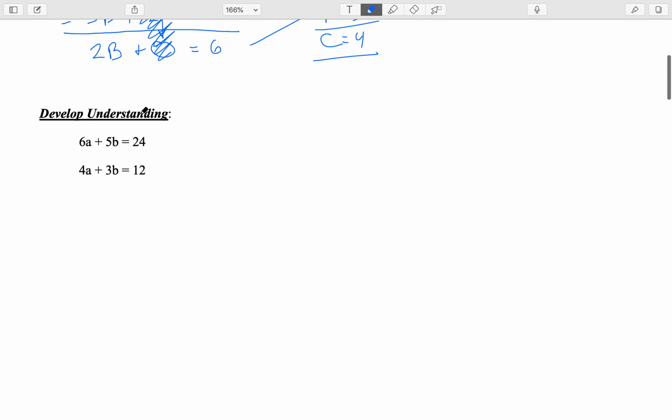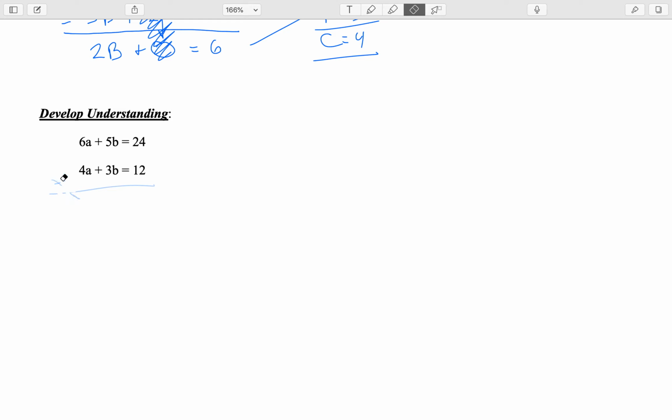Okay. Well, it doesn't work that easy here. If I go add and subtract, no, that's not going to work. So if I simply subtract these two, 6a take away 4a is 2a's. A's don't disappear. And 5b take away 3b is 2b. B's don't disappear. So here's what I can do.